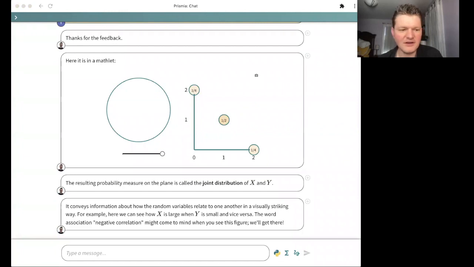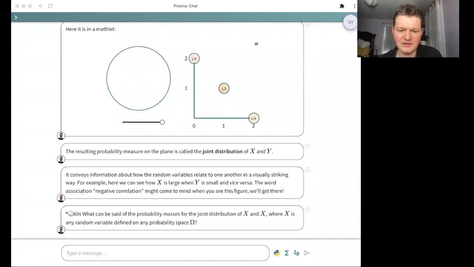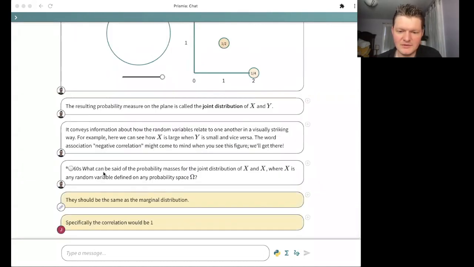Okay, so here's a check for understanding question about the idea of a joint distribution. What can we say about the probability masses if we look at the joint distribution of X and X, where X is just any random variable on any probability space? Obviously there are various possibilities here, but what can you say to narrow down the space of possibilities of what you would get for the joint distribution of a random variable and itself? Okay, great. So some good thoughts that people had explaining the way they were thinking about this. And I think it's worth elaborating on a little bit to make it clear what's going on here.